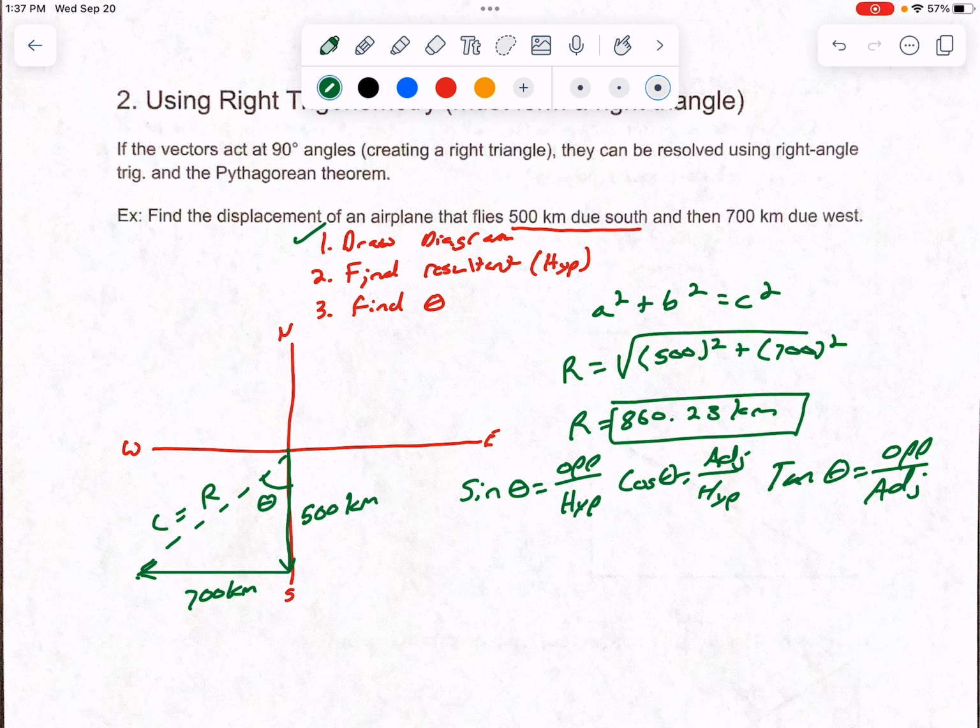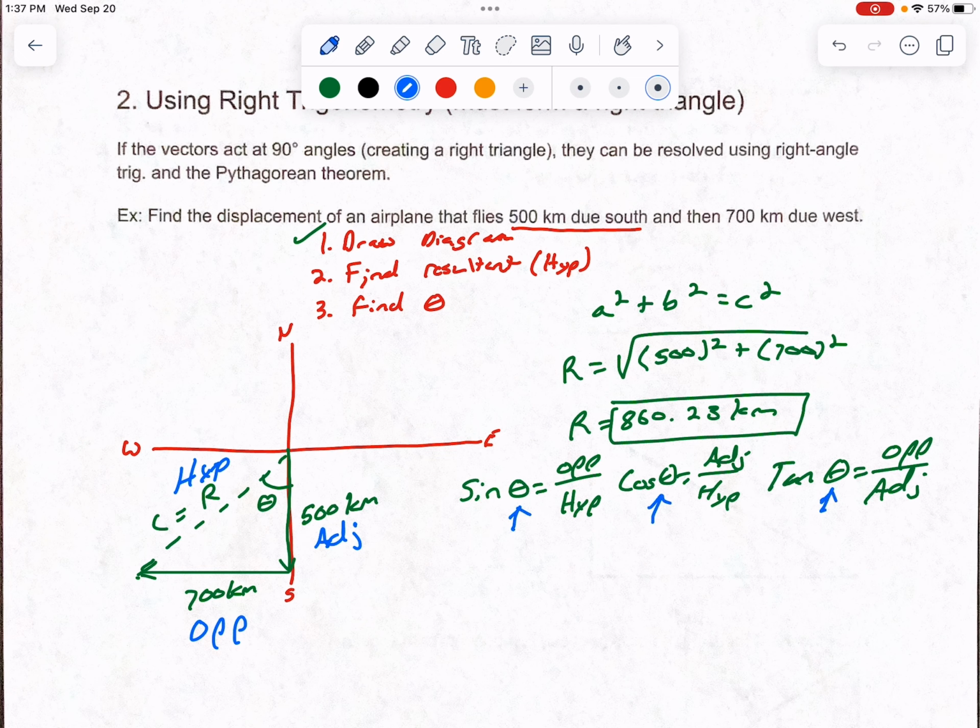So when I'm labeling the triangle, 500 kilometers is right next to my angle. That is called your adjacent. Adjacent just means next to. 700 kilometers would be your opposite because it's opposite of your angle. And the resultant we just found was the hypotenuse. So now we're trying to find an angle, and if you noticed, all of these have angles.